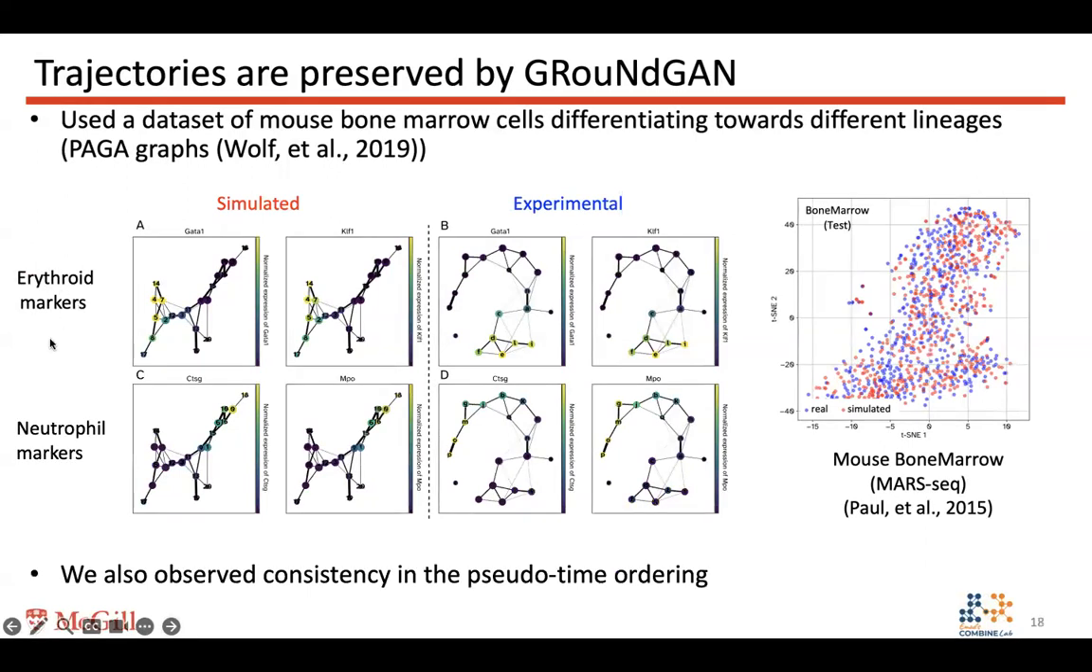between simulated and experimental data. Here we see that for erythroid markers. Here we see them for neutrophil markers. Similarly, we observed that the pseudo-time ordering of the cells were also preserved.